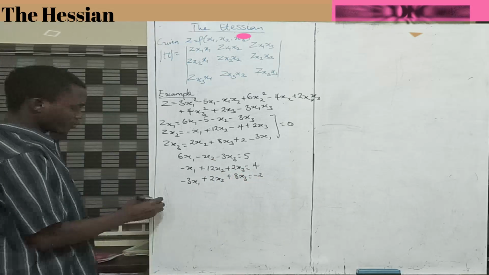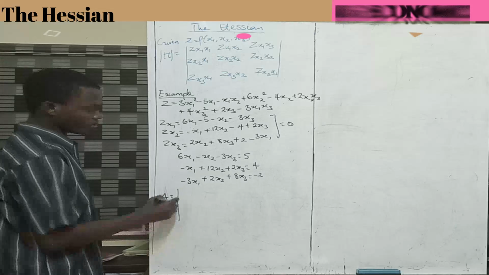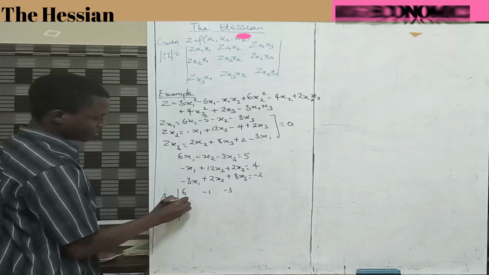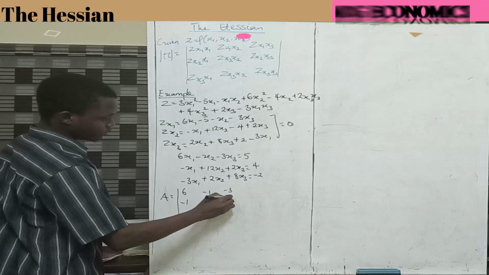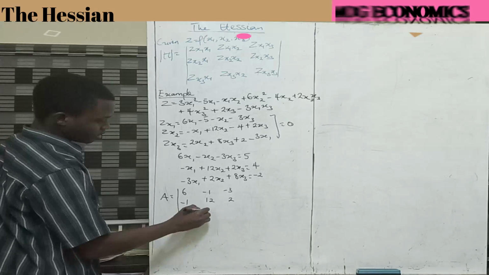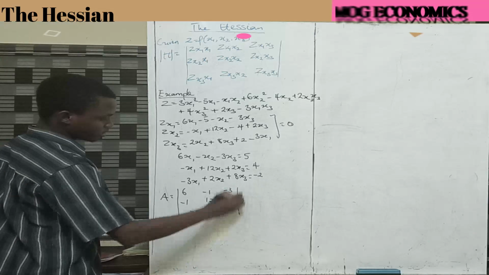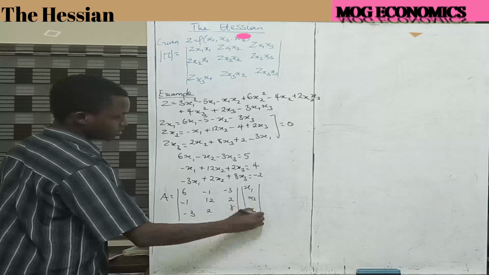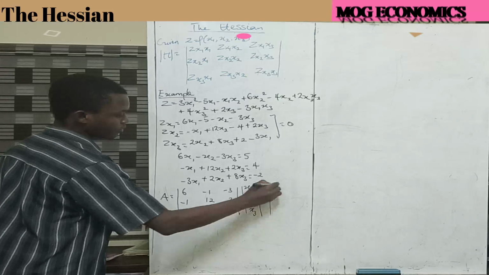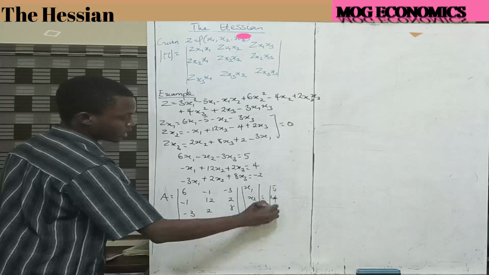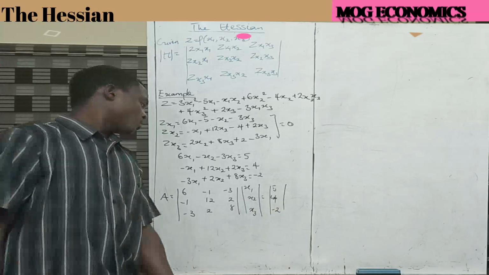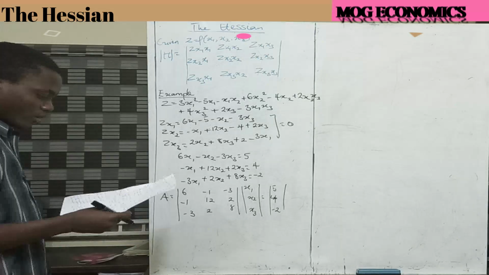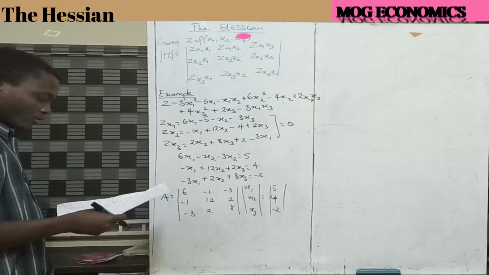All right, so we set it up in matrix form. Matrix A equals 6, minus 1, minus 3; minus 1, 12, 2; minus 3, 2, 8. Multiplying x1, x2, x3, equals 5, 4, and minus 2. Okay, so let me verify: 6, minus 1, minus 3; minus 1, 12, 2; minus 3, 2, 8.